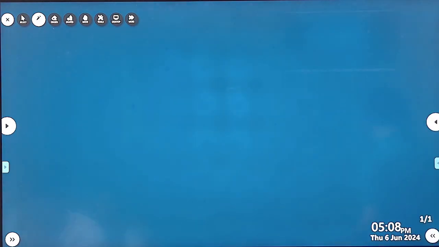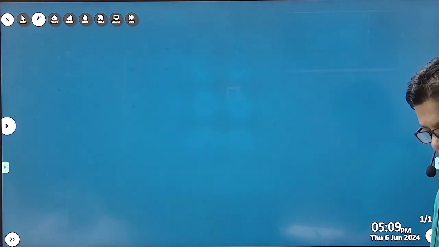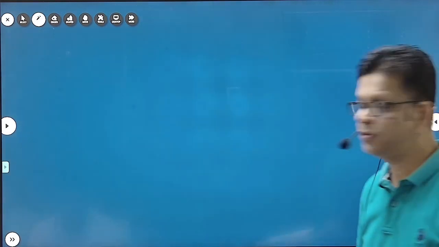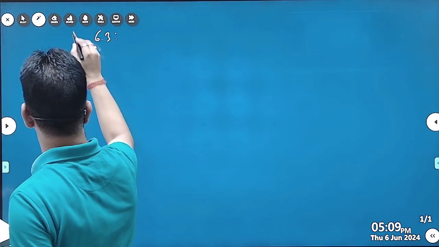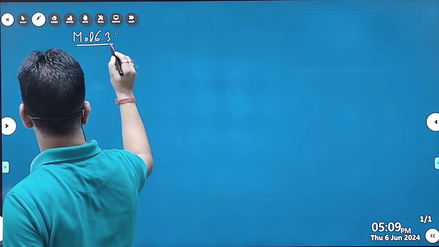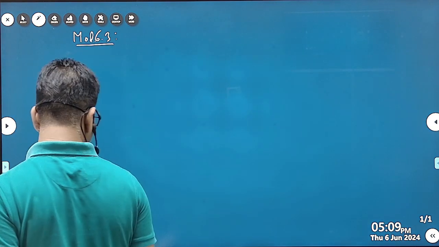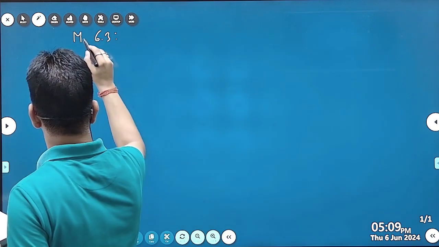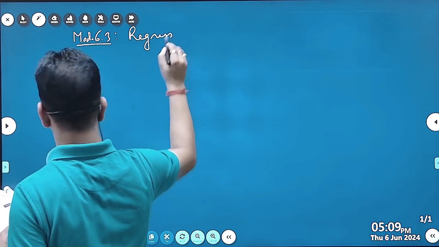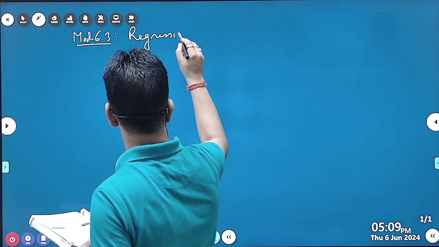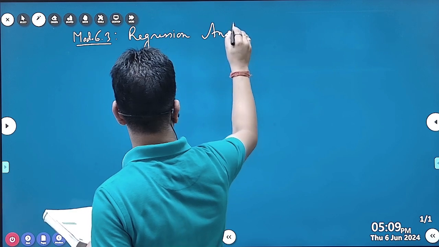So, this is the last topic that I should cover, and it is regression analysis, 6.3. That means it is there on page number 362. The last topic that we are going to do, module 6.3, regression analysis. Correlation you have already done. So regression was left. So we are going to discuss regression today.